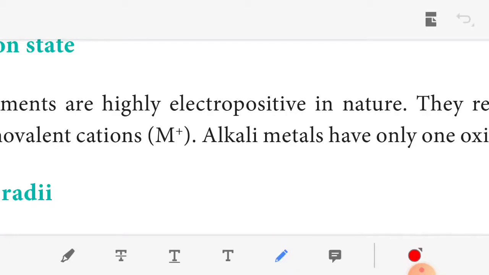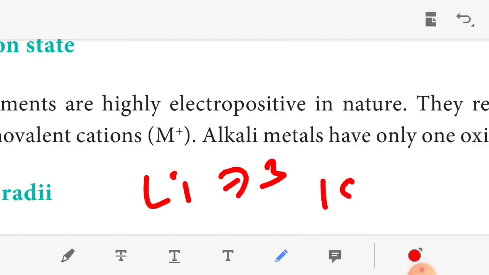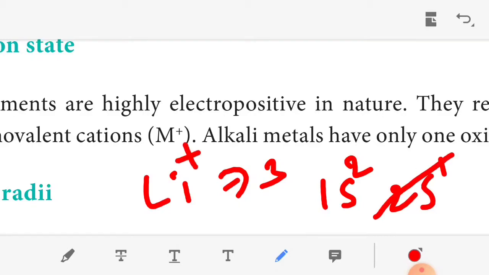For example, lithium. The atomic number of lithium is 3, so the electronic configuration is 1s2, 2s1. It loses one electron and lithium carries the plus charge. So they readily lose the valence electron. When the outermost valence electron is lost, it gets the positive charge. So that is called a monovalent M+ cation.